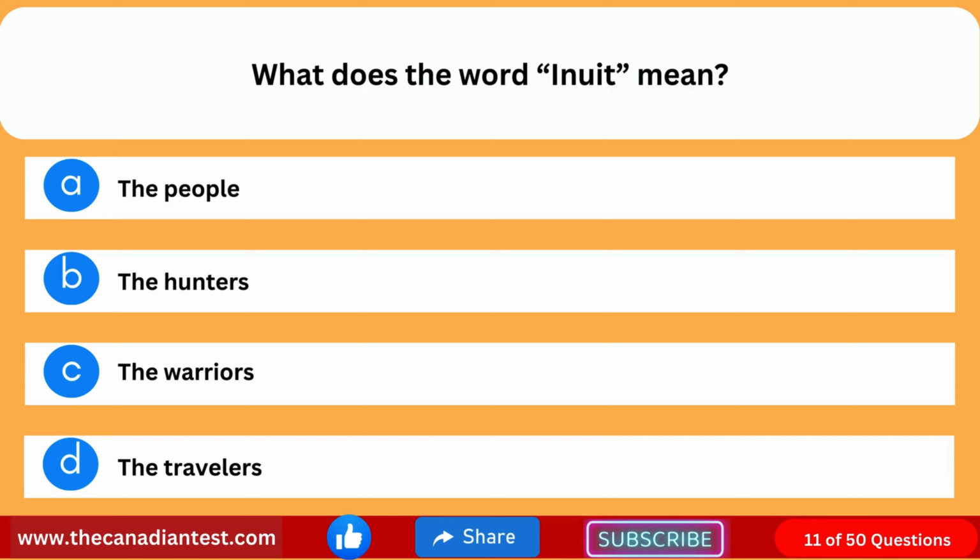What does the word Inuit mean? Option A, the people. Option B, the hunters. Option C, the warriors. Option D, the travelers.